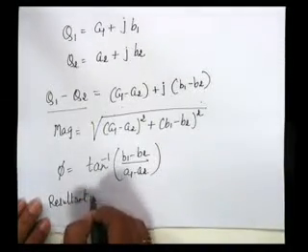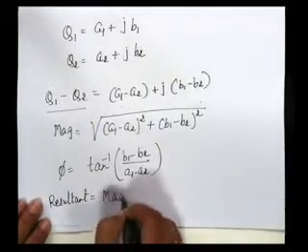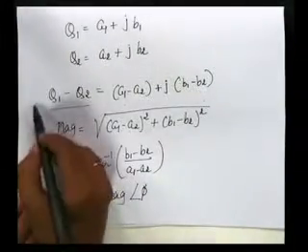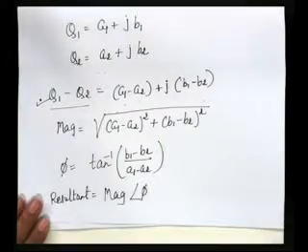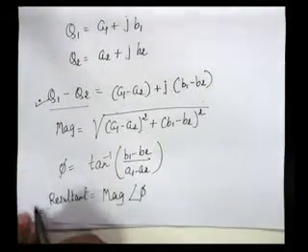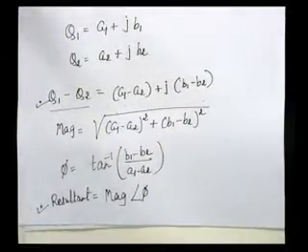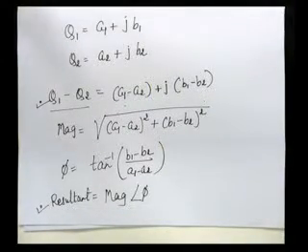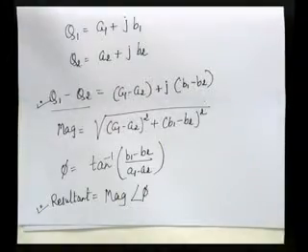So your resultant will be like this: magnitude and angle phi. So this is the resultant vector in rectangular form and this is your resultant vector in polar form. So in subtraction, always prefer rectangular form because it is very easy and you can easily convert into polar form also.